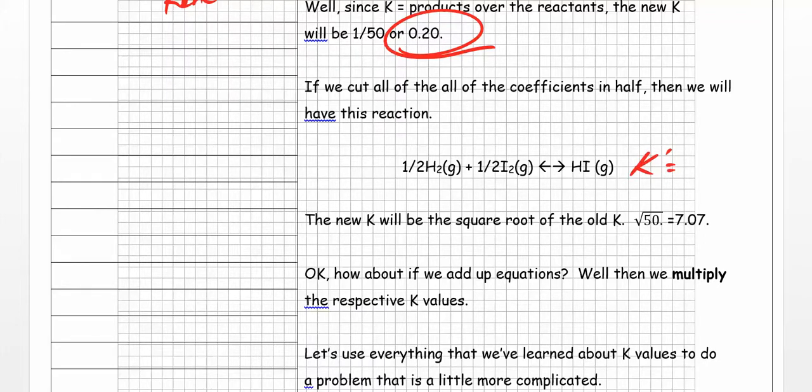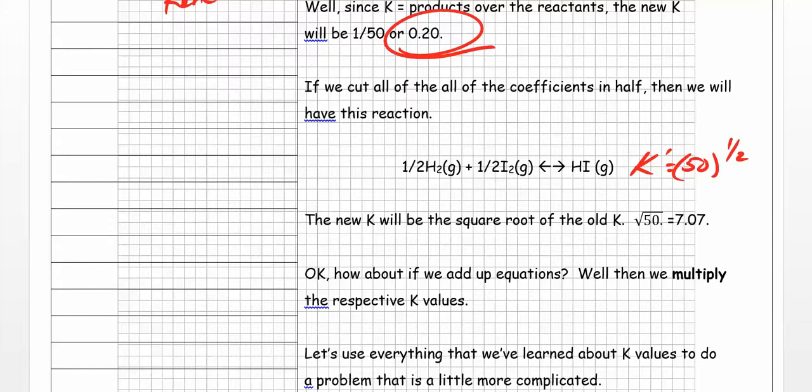You can, by the way, think of this as dividing everything by 2, but I prefer that you think of it as multiplying everything by 1/2, because that 1/2 becomes the power to which the K is raised. So if the original K was 50, the new K is 50 to the 1/2 power, right? 50 to the 1/2 power is the same thing as saying the square root of 50.